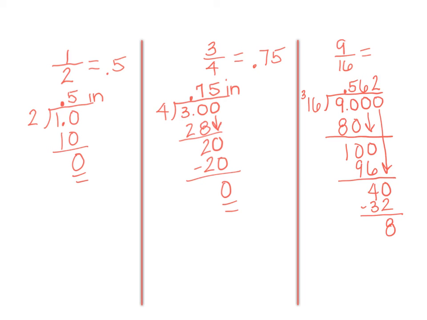And 16 doesn't go into 8. We got to tack on another 0. And I have a feeling this is going to be the last one, because when I bring that 0 down, 16 does go into 80 exactly 5 times. 5 times 16, you can check it, is 80. And so when you subtract, you get 0 there. And so it turns out that as a decimal, 9/16 is 0.5625 inches.